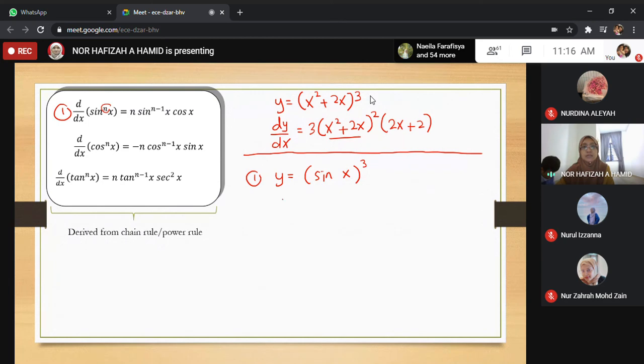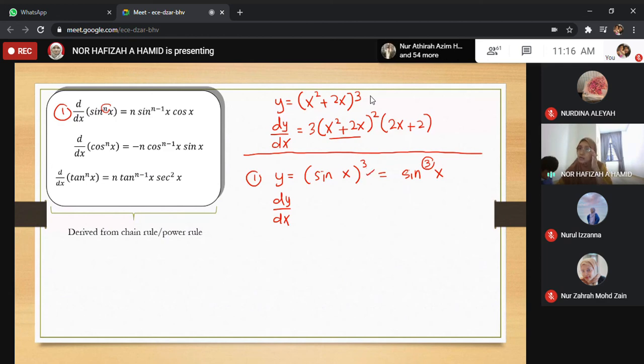Okay, so you nak differentiate dy over dx. So sin x to the power of 3, dia also in trigonometrics you can write down as sin, lepas tu power dia 3 and x. So dia sama je. Cuma biasa trigonometrics, power dia kita letak dekat center ni, between sin and x. Okay, so dia also equal to sin x to the power of 3 macam ni.